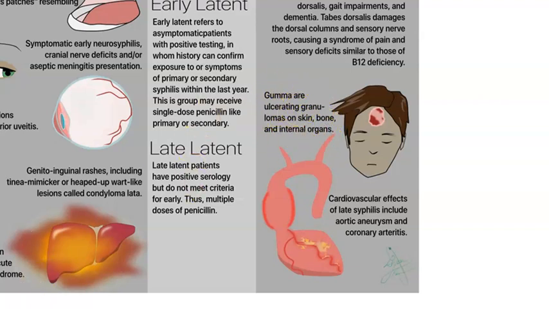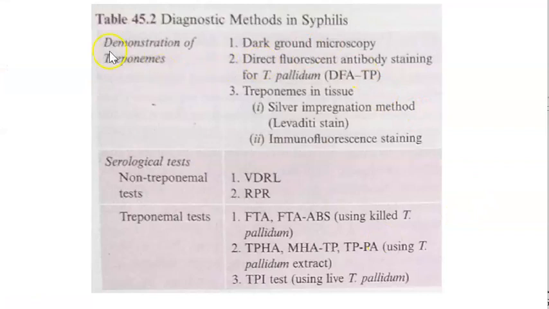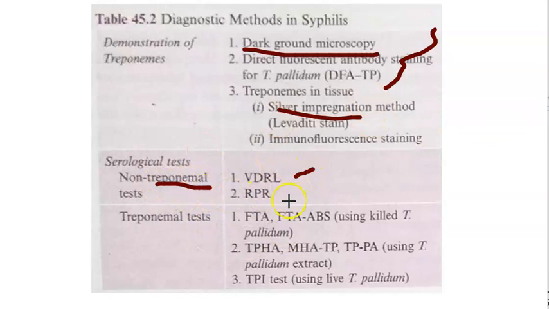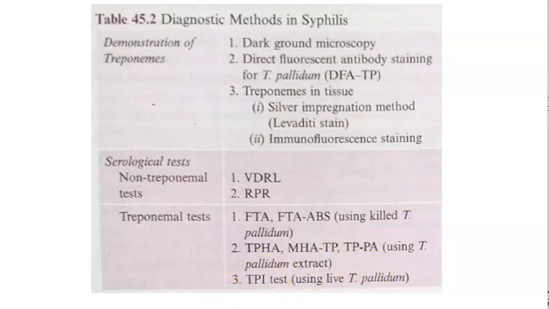This is from the microbiology textbook, diagnostic methods in syphilis. So we already told you this one. You will do dark ground microscopy, and you will demonstrate those spirochetes. You can use silver impregnation method, etc. Right? Then you can do a non-treponemal test like VDRL, RPR. Treponemal test, you can do FTA-ABS. Okay. So some use live Treponema pallidum, killed Treponema pallidum, then using pallidum extract. So many methods are there.